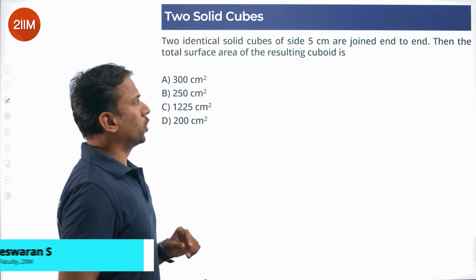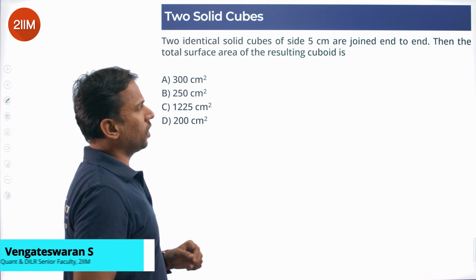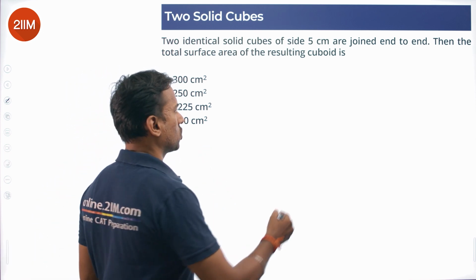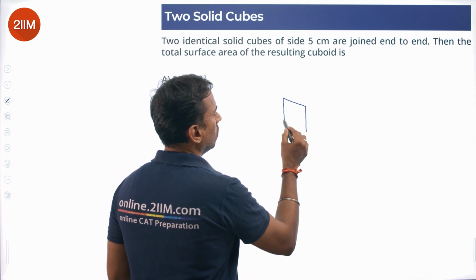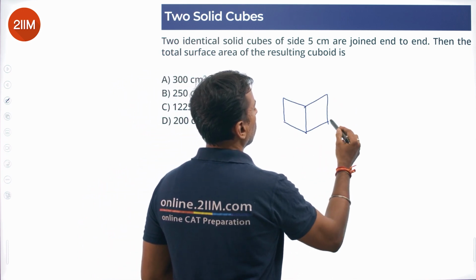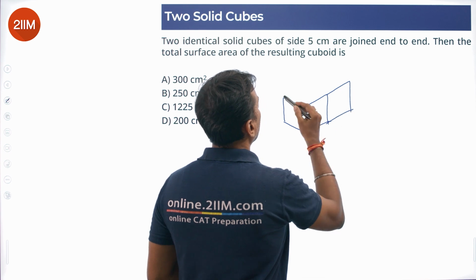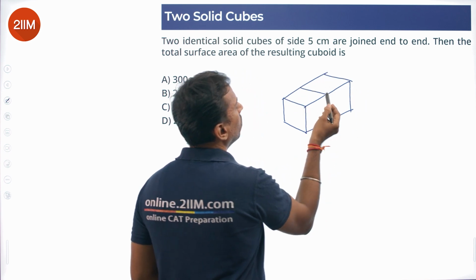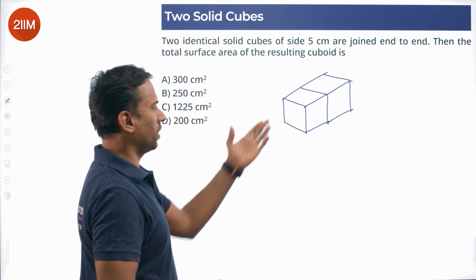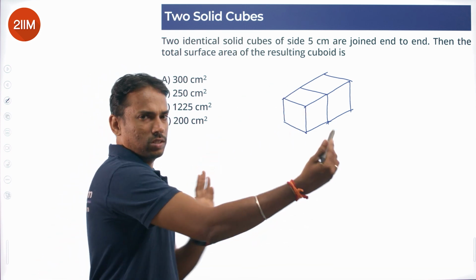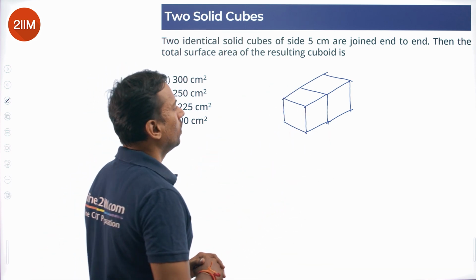Two identical solid cubes of side 5 centimeter are joined end to end. That means the structure will look like this. Okay, so somehow managed to draw this. Fine, yeah. So we have two cubes, they are attached end to end.